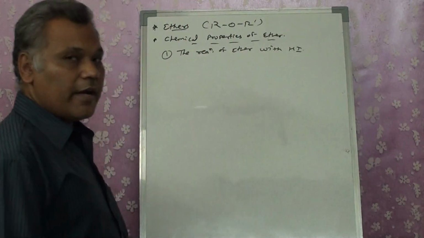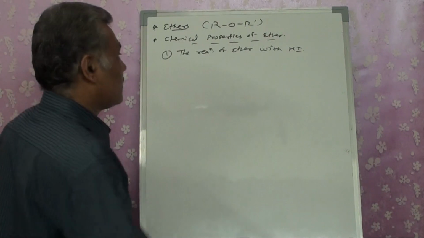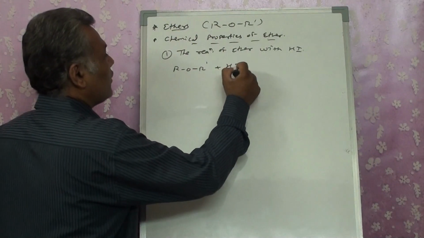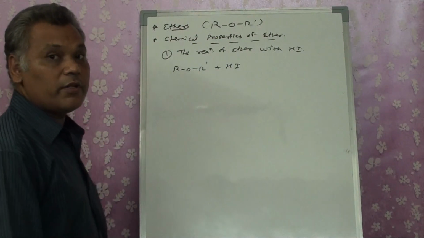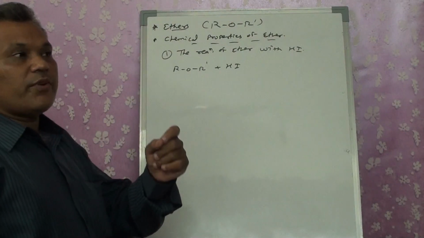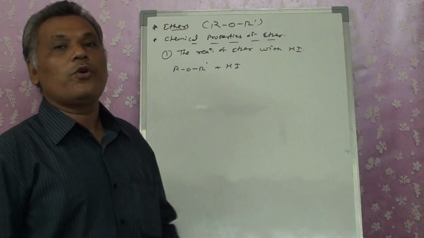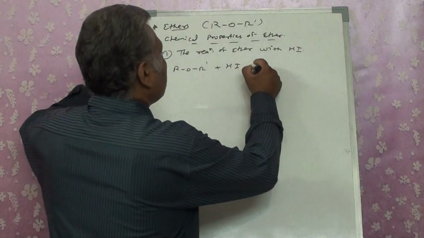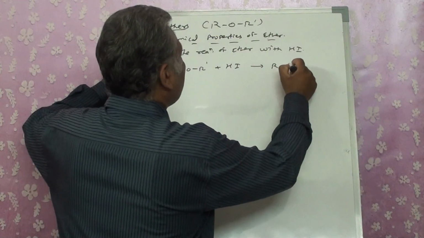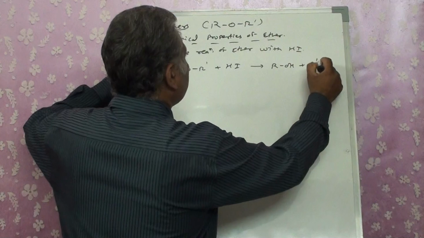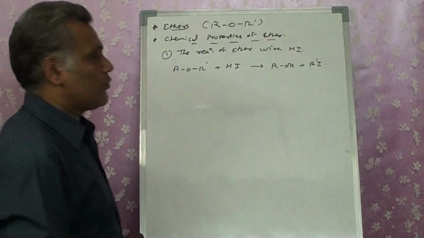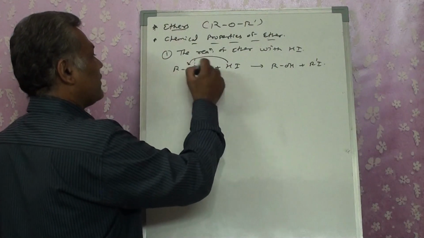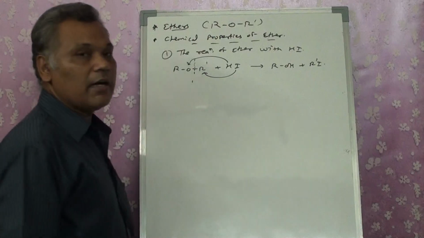Now, this particular reaction has a certain characteristic. If I am taking ROR' and reacting it with HI, and I did not specify that I am taking more HI, it is restricted. I am taking it as 1 mole. So at that time what happens? The product I am going to get is ROH plus R'I. In this case you can say that the bond is being broken. One part gets H, another one gets I.